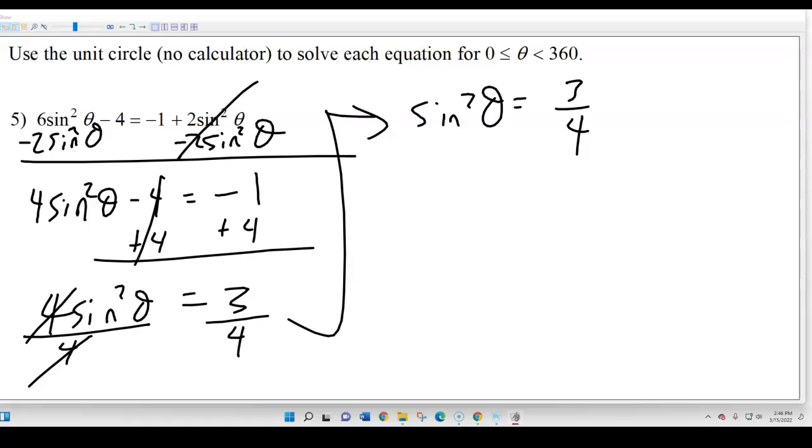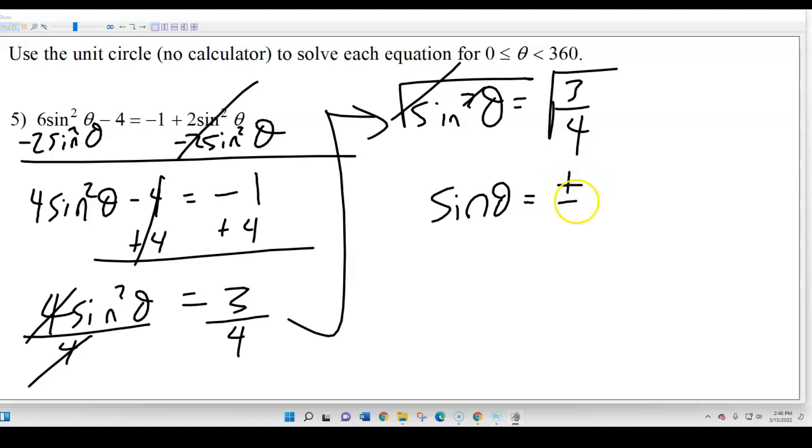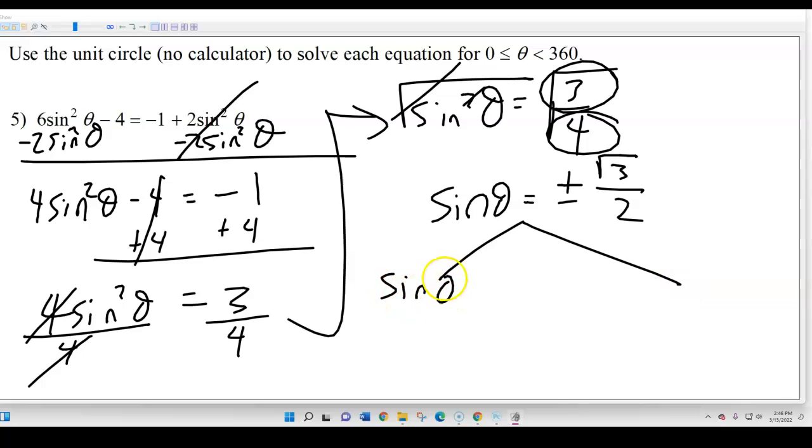And now we're going to square root the left side and the right side. Now when we do that, you have to remember to give this a plus and a minus. Now the square root of 3 is just the square root of 3, but the square root of 4 is 2. So we have two answers here. I've got sine of theta is equal to the square root of 3 over 2, and I have sine of theta is equal to the negative square root of 3 over 2. And both of those are going to give me 2 answers. Okay, and so ultimately I'm going to end up with 4 answers.